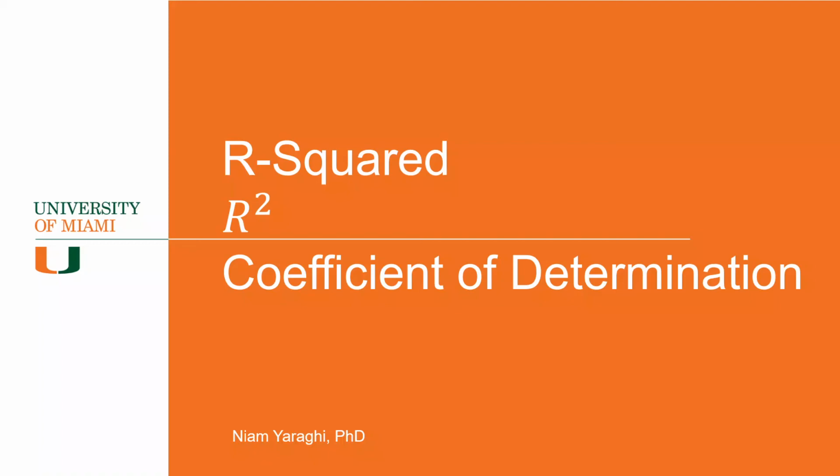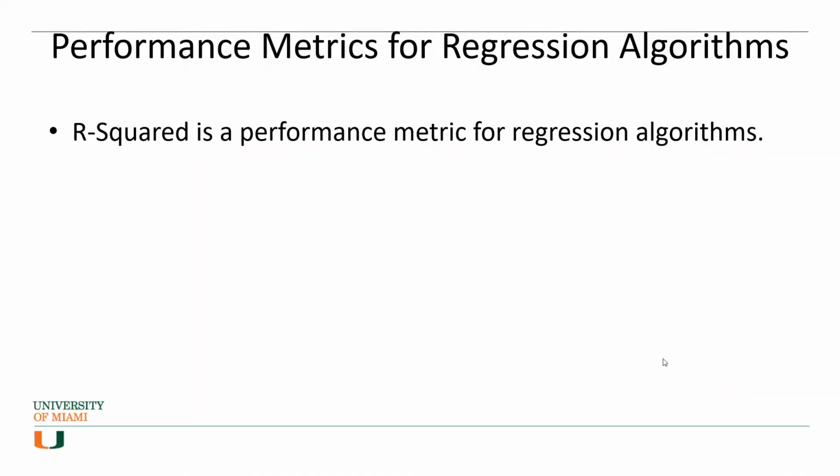In this video, I'm going to go over the concept of R squared, or coefficient of determination, which are two terms referring to the same concept. Well, R squared is a performance metric for regression algorithms, but before I take a deep dive into the concept of R squared, let's refresh our memory about performance metrics for classification algorithms. That would help us to understand the differences between the two much better.